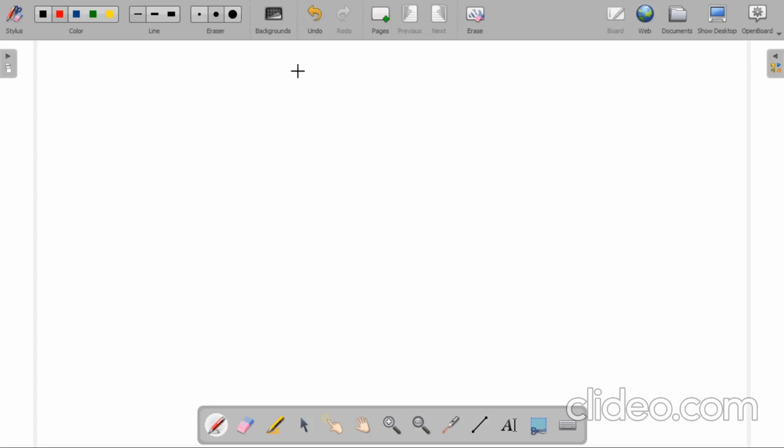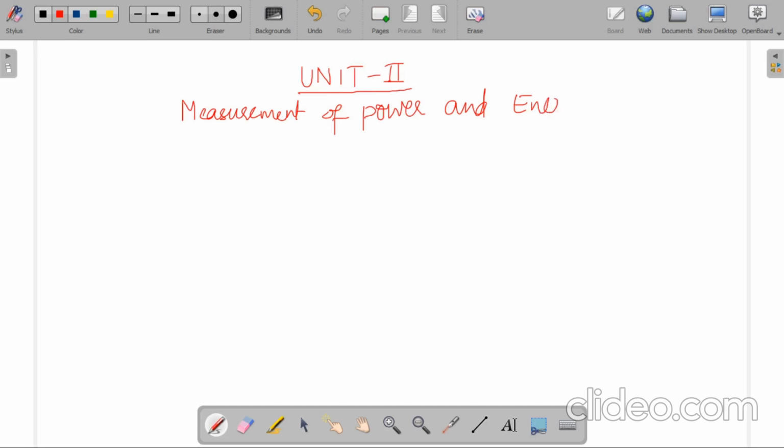Now we shall start Unit 2. Unit 2 is measurement of power and energy. First we will go for measurement of power.